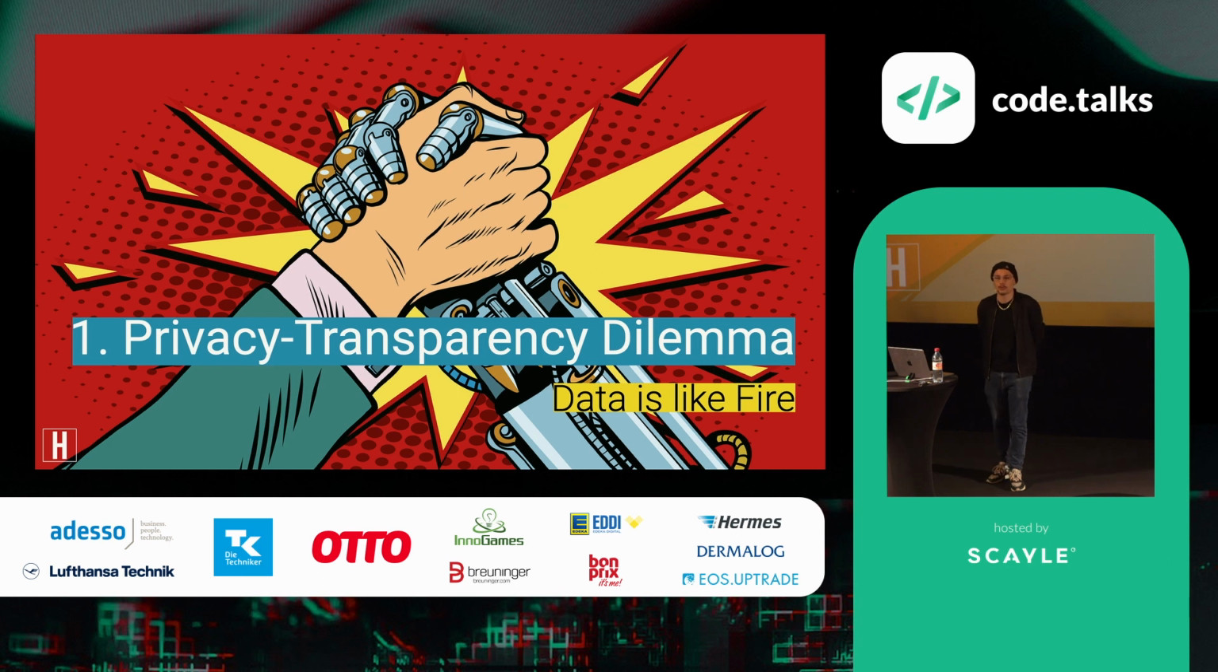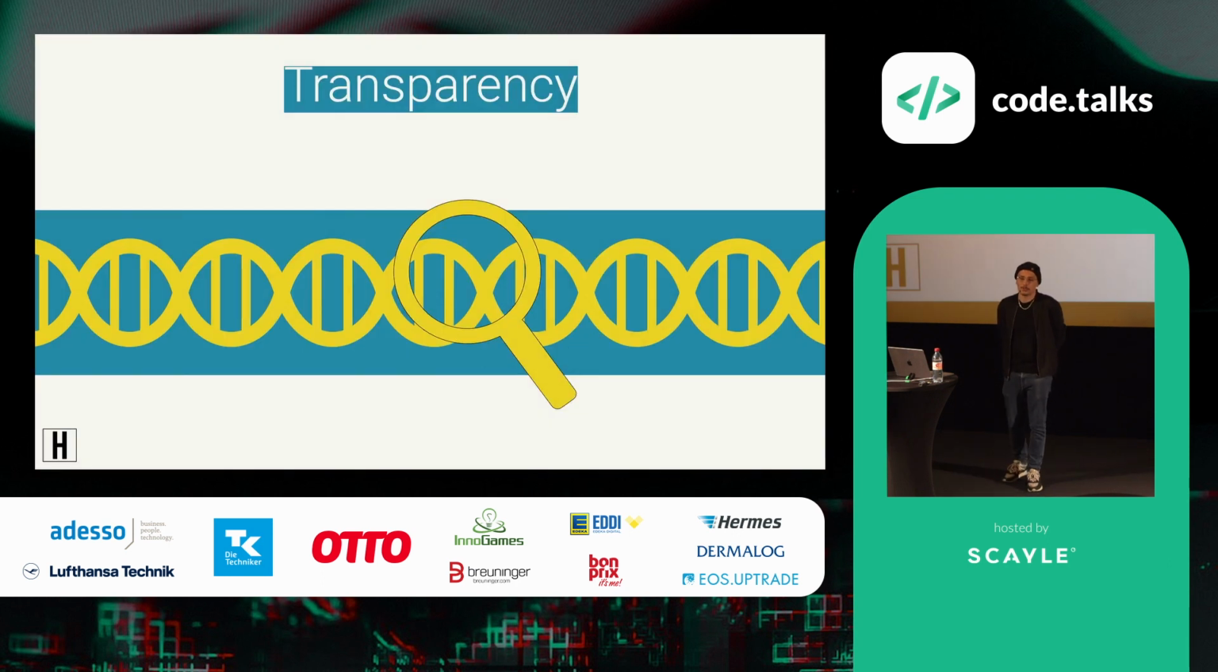First of all, we're going to go into transparency and then into privacy. So the idea here is that we can have transparency and make good products and good machine learning models. And on the other hand, privacy tries to preserve our privacy and not leak any private data to the outside. So transparency.